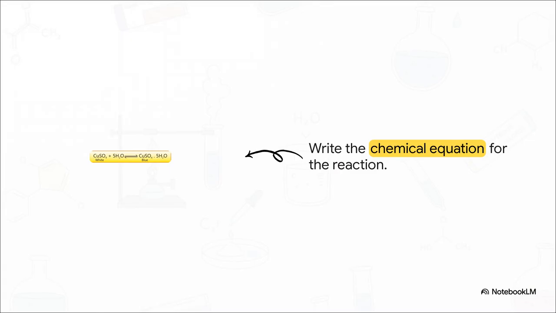Moving right along to Q4, write the chemical equation for the reaction of anhydrous copper 2 sulfate with water. Here is that equation again. CuSO4 plus 5H2O reversibly forms CuSO4.5H2O. My strong suggestion is that you literally write this equation on rough paper right now and practice, so there is no minor mistake in the assessment.